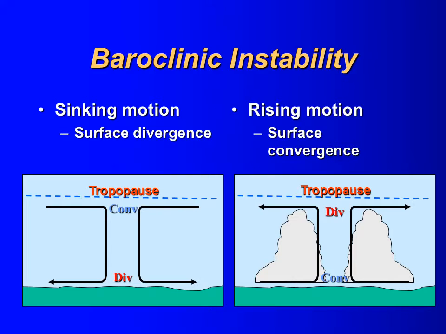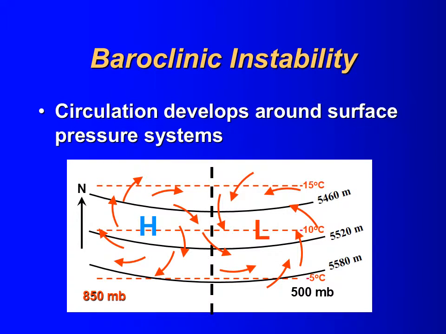When that happens, that's going to intensify the surface highs and the surface lows. You're going to see surface divergence with that high, and you're going to see surface convergence with that low down low. And as a result, you're going to see these systems intensify. So as they intensify, the pressure gradient at the surface gets stronger and the circulation around these systems gets stronger.